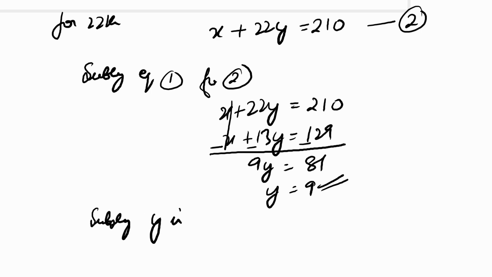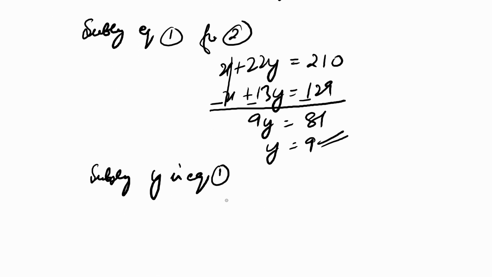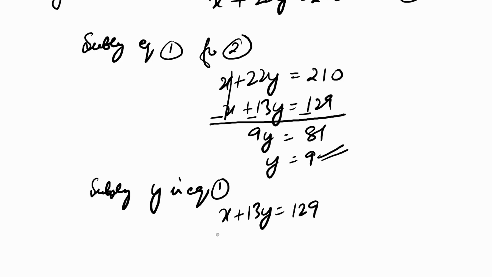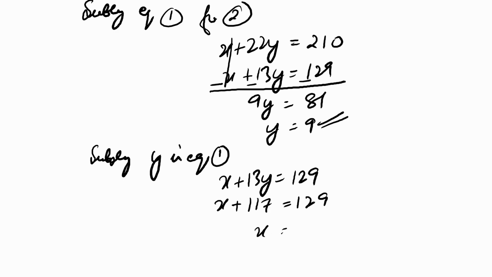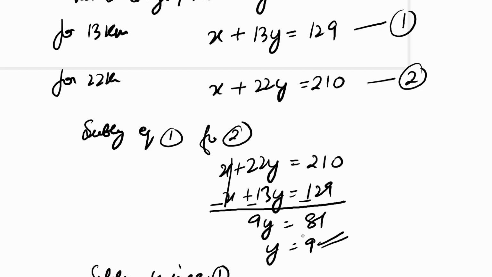And I will substitute this in equation 1. Substituting y in equation 1: x plus 13y is equal to 129. That is, x plus 13 into 9, that is 117, is equal to 129, that means x will be 12. Okay, that is, the fixed charge is rupees 12 and the per kilometer charge is rupees 9. I hope I did the calculation right.